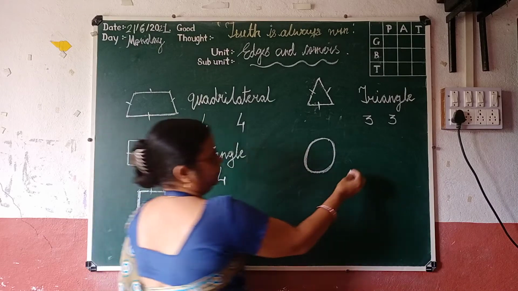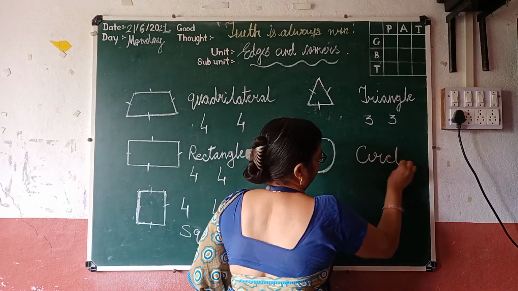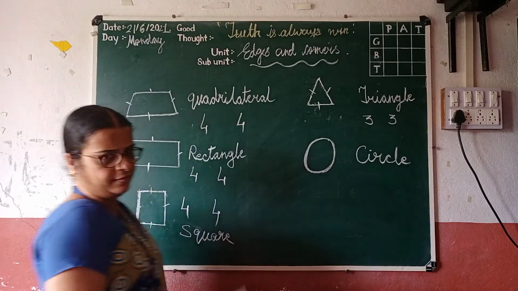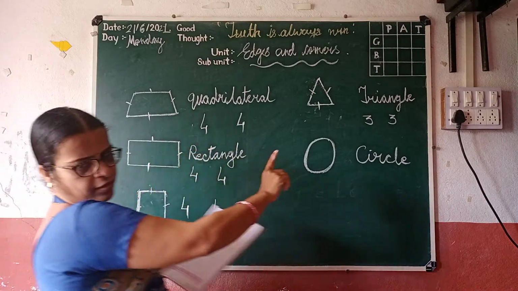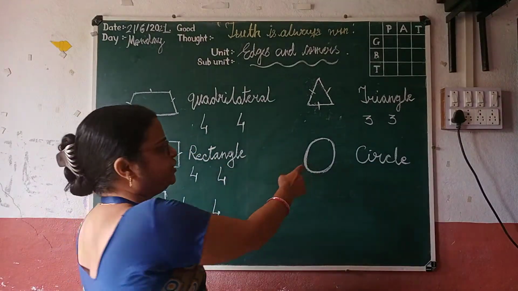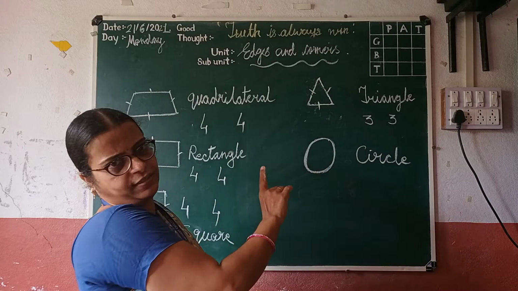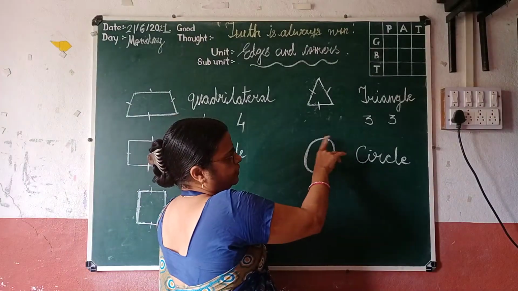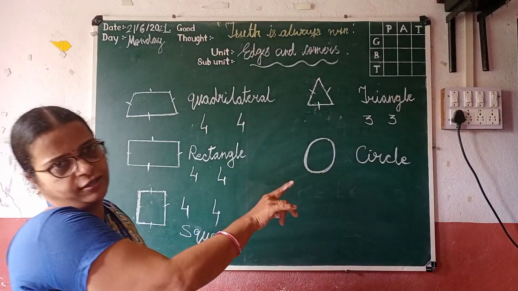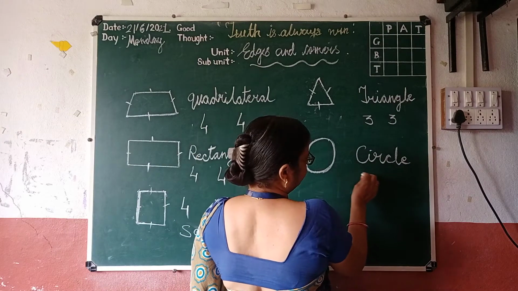Now this is a circle. Circle has no edges and no corners. There are no edges. Circle has no edges and no corners. So you have to write here.